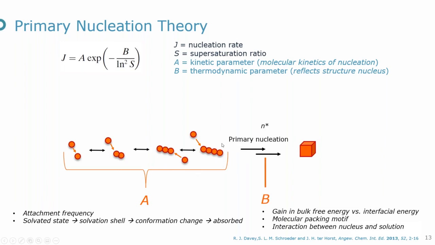Then finally, the transition from an associate into a nucleus is defined by the thermodynamic parameter B, which is defined by the gain in bulk free energy versus interfacial energy. The bulk free energy is negative, whereas the interfacial energy contribution is positive. At some point, they cancel each other out, leading to crystallization. And B captures the molecular packing motif and tells us something about the interaction between a nucleus and solution.